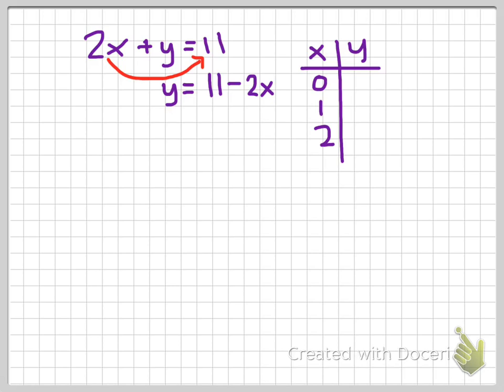Okay, we're going to plug the 0 in here. So 11 minus 2 times 0 is 11. Then we're going to plug the 1 in. 11 minus 2 times 1 is 9, because that's 11 minus 2. Then we're going to plug in the 2. 11 minus 2 times 2 is 7.